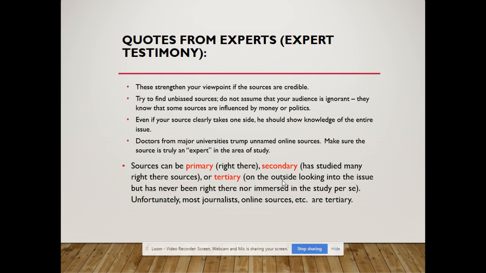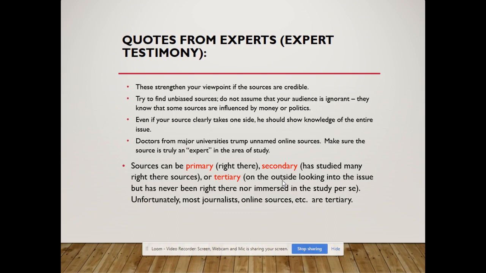Secondary, he's not so brave as to go directly to the volcano, but he's spent most of his time studying these things and knows a lot about it. And the tertiary doesn't really know anything outside of he happens to be interested in it for this particular time, a journalist or something like that. So he researches it a little bit, which isn't a terrible thing as long as he's done his research well.